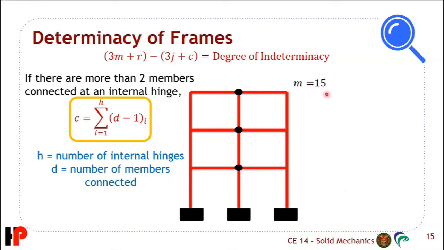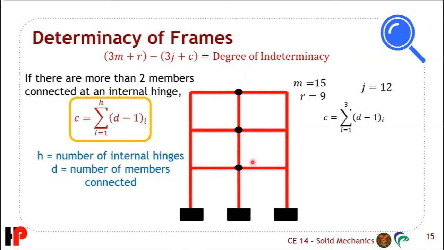So, M is 15. So, 1, 2, 3, 4, 5, 6, 7, 8, 9, 10, 11, 12, 13, 14, 15. So, the number of reactions, tatlong fix, so 9. J, number of joints, 1, 2, 3, 4, 5, 6, 7, 8, 9, 10, 11, 12. So, J is 12. Now, dito nagkakatalo sa C. So, C is summation of D minus 1 from 1 to 3. Saan nakuha yung 3? Kasi tatlo yung hinge. So, H is the number of hinges, tatlong hinge.